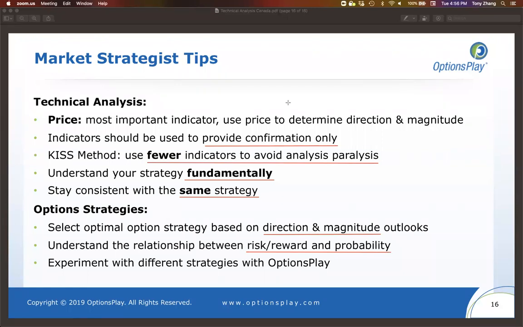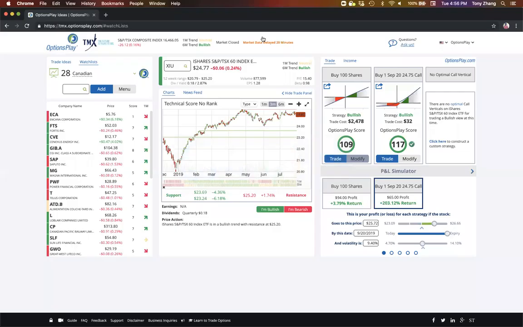And lastly, the best thing to do is to experiment with different strategies using OptionsPlay. I have a few minutes here, and I can jump over to a few different ideas to show you quickly how to utilize OptionsPlay before I open this up for Q&A.